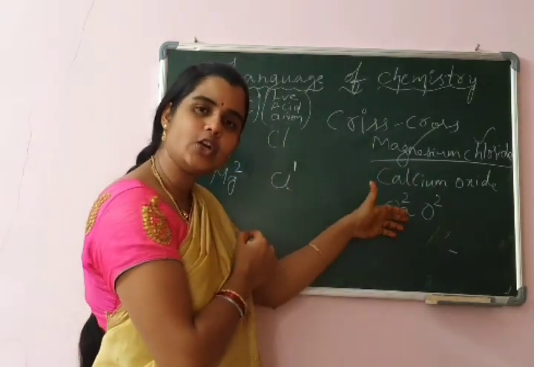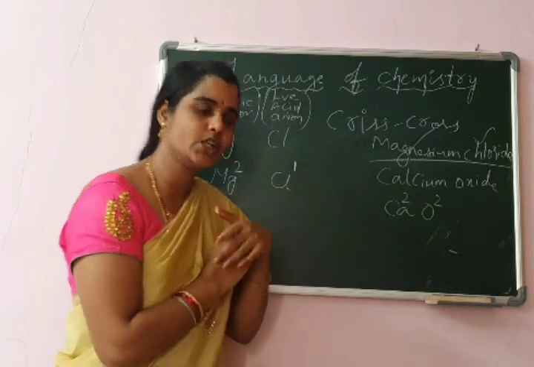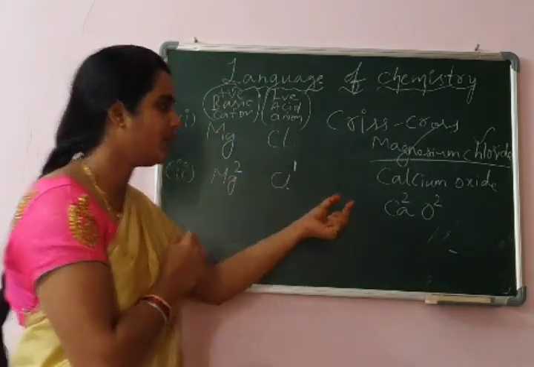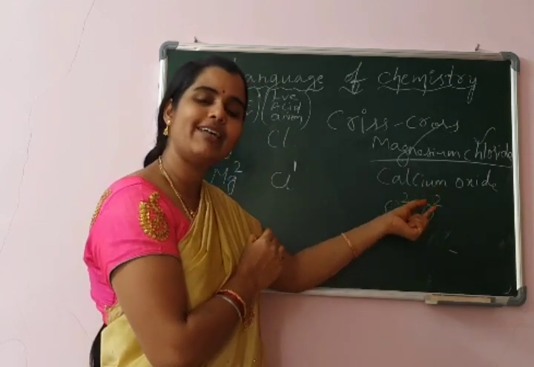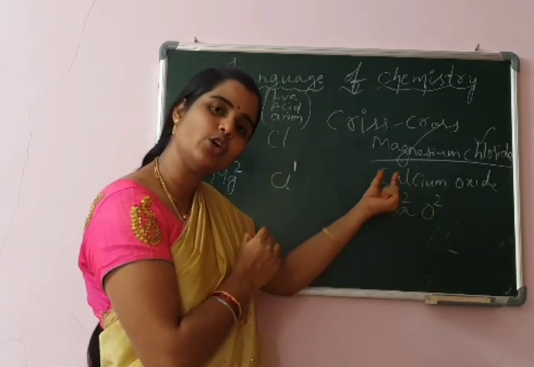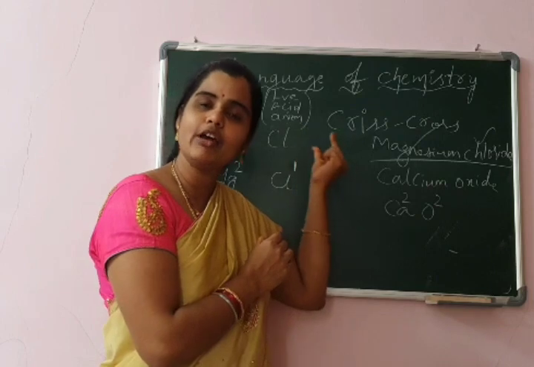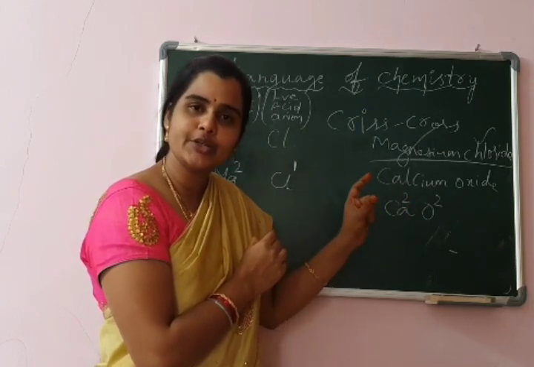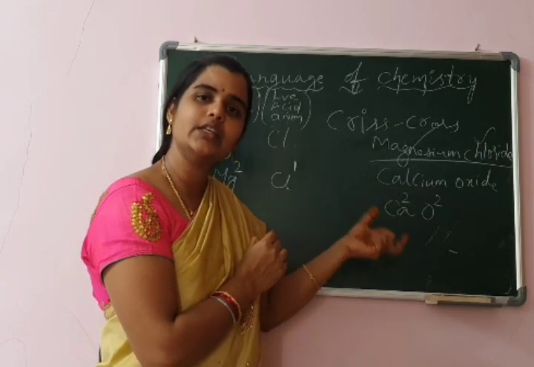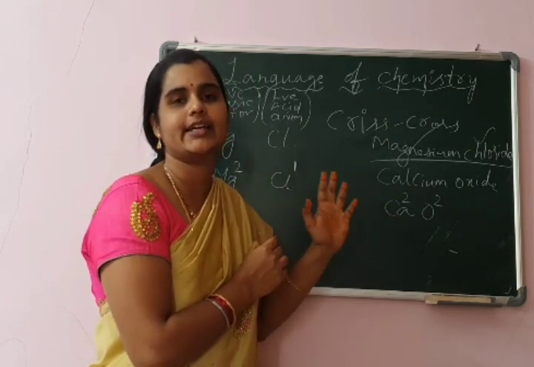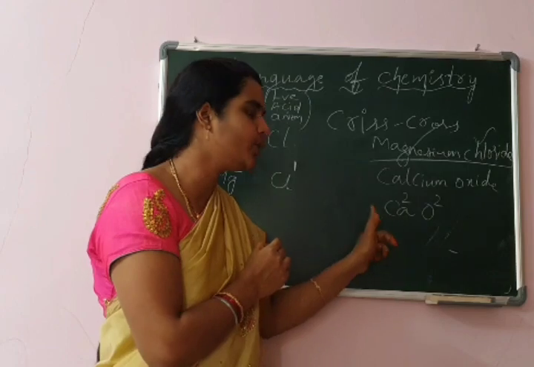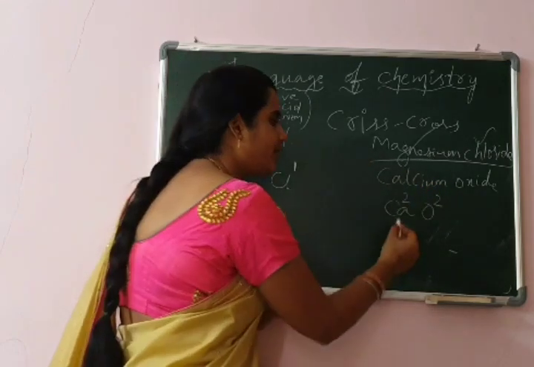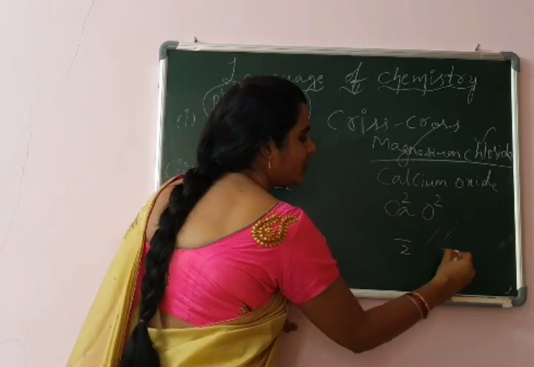If you have numbers like 2 and 1, valencies 2 and 1, there is no problem. Here you have 2 and 2, so you have a common factor, that means a common valency. In these cases, what you have to do is divide by the highest common factor. Here the common factor is 2, so you can divide by 2, divided by 2.